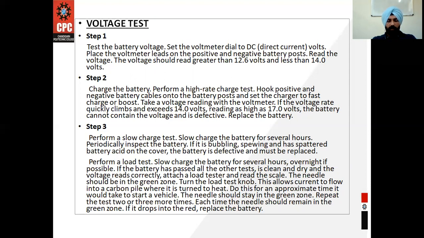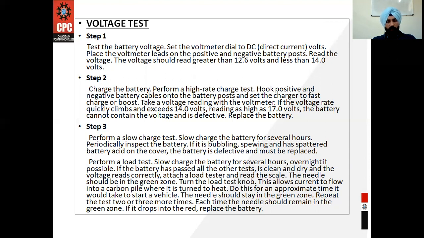Perform a load test. Slow charge the battery for several hours, overnight if possible. If the battery has passed all the other tests, is clean and dry, and the voltage reads correctly, attach a load tester and read the scale. The needle should be in the green zone. Turn the load test knob.